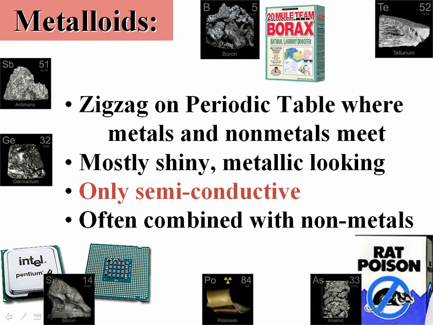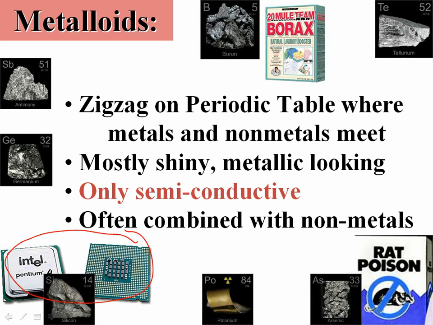Then we get to the metalloids. They're on what we call the zigzag line of the periodic table. This is the intersection where the metals and the non-metals meet. Most of them are shiny. They typically look very metallic, but they're only semi-conductive, meaning they only let some heat and electricity through. Because of that, a lot of these are used in things like semiconductors and processors for our computers.